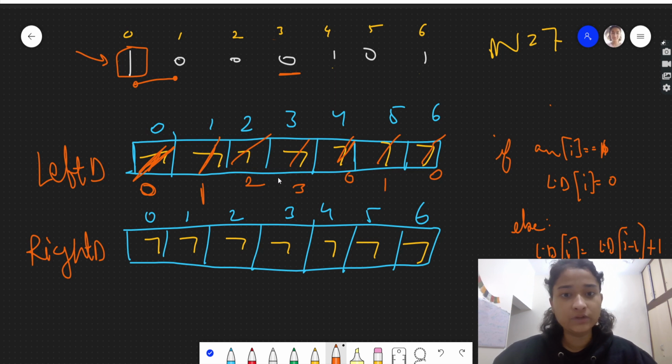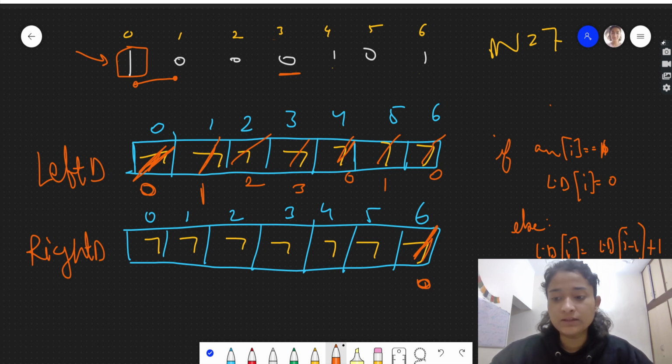Right. Similarly, we will find it for the right. So for the right, we will start traversing from the end of the array because we need to find the right distance. So the same logic, right? Here it is 1. So the distance will be 0. The distance between this seat and the closest one. So here 1 is there, so it will be 0 only. Then for this 0, it will be right distance of I is equal to right distance of I plus 1.